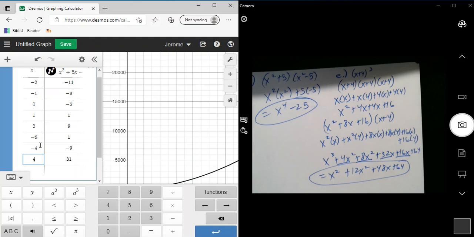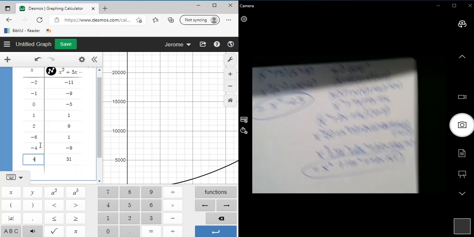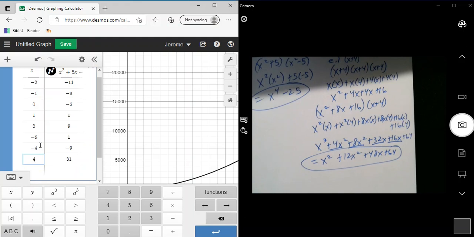Now F, it says in simplifying parts C and D, the product contains only 2 terms. Explain why. Okay, basically, the final answer is the difference of 2 squares.